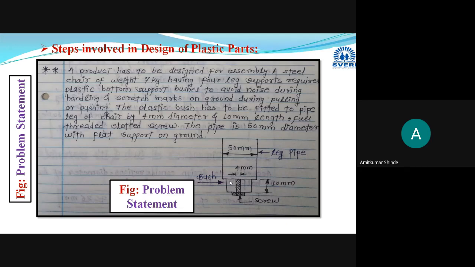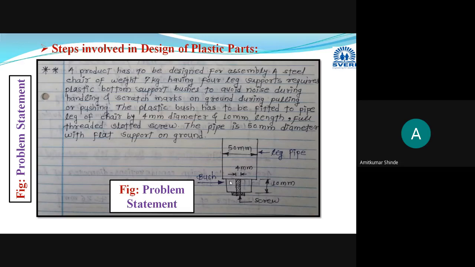Then in the fourth stage you have to provide the wall thickness. Okay, the important aspect in the plastic part design is, first you have to decide the wall thickness of that bush. Very important aspect in designing any plastic part. First you have to decide the wall thickness. After deciding that wall thickness, then you will go for the dimensions of the boss.